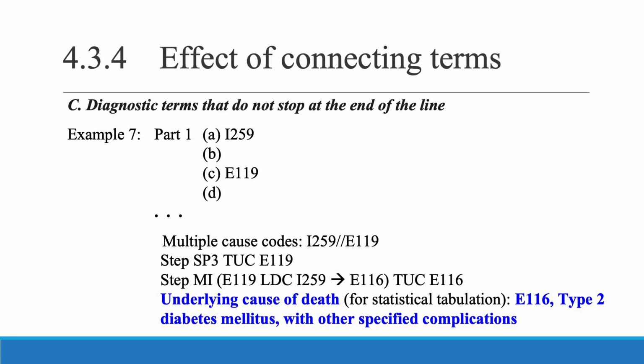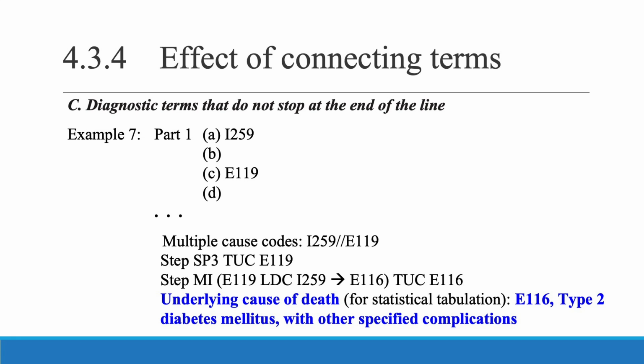Ischemic heart disease, although spread over 2 lines in the certificate, is coded to line A. Diabetes type 2, the code remains where reported on line C. Step SP3 is applied to select a tentative underlying cause of E11.9. There is a linkage, a special instruction for step M1 to combine those 2 particular codes in that format to a tentative underlying cause of E116. With no further modifications, the underlying cause of death for statistical tabulation is E116, type 2 diabetes mellitus with other specified complications.